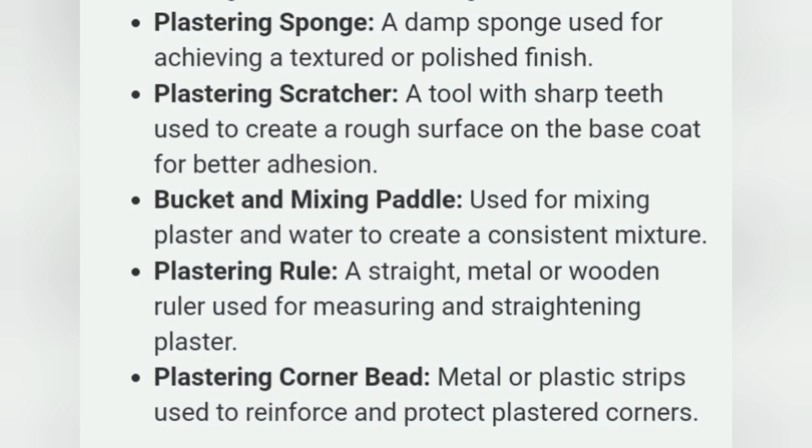Bucket and mixing paddle, used for mixing plaster and water to create a consistent mixture. Plastering rule, a straight metal or wooden ruler used for measuring and straightening plaster. Plastering corner bead, metal or plastic strips used to reinforce and protect plastered corners.